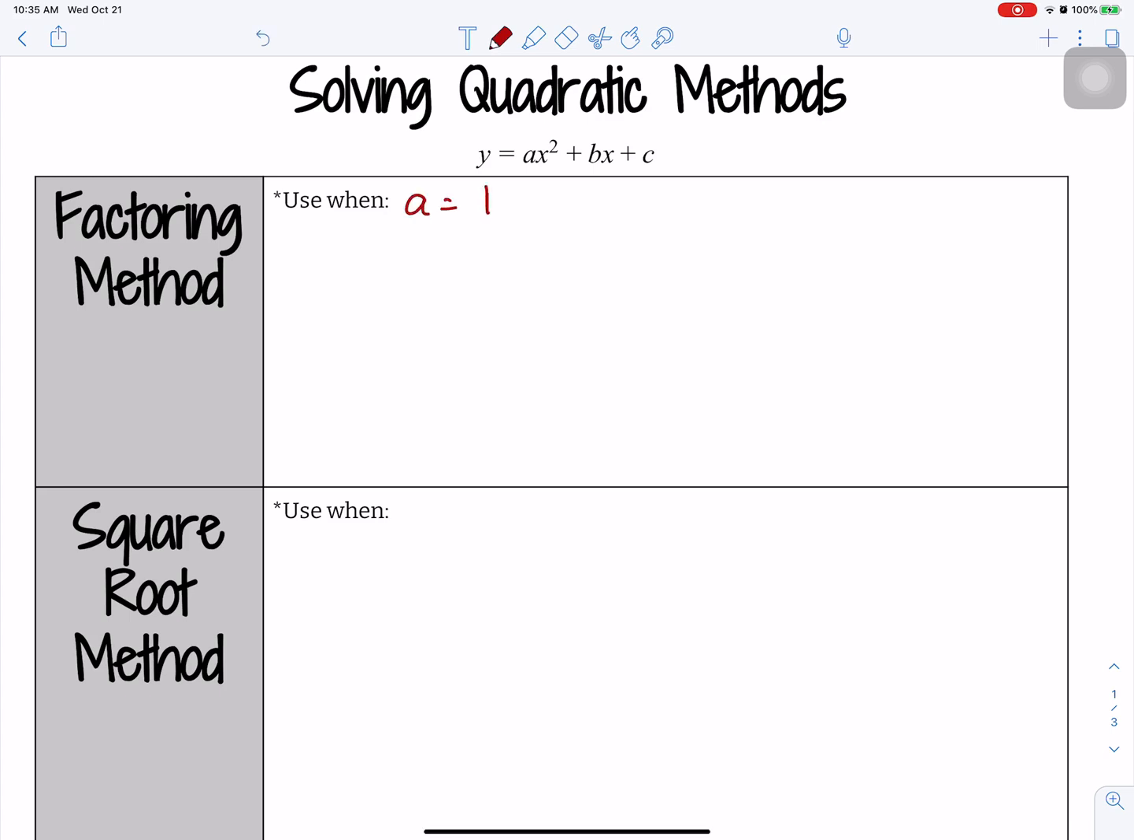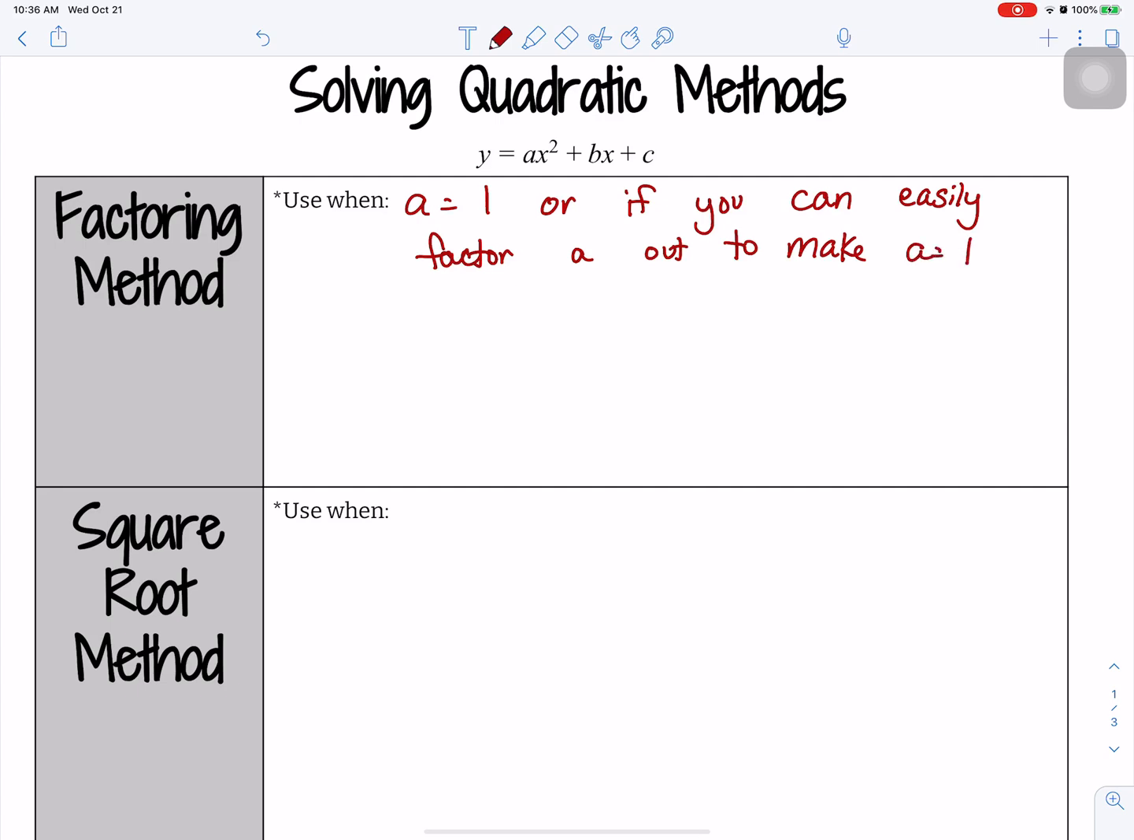So if a doesn't equal 1, or if you notice that you can easily factor a out to make a equals 1, it's not a big deal. So we don't want to factor out, like if a is 3 and b is 5, we're not going to be able to factor that out. So that's not going to work at all. In that case, we'd immediately go to the quadratic formula.